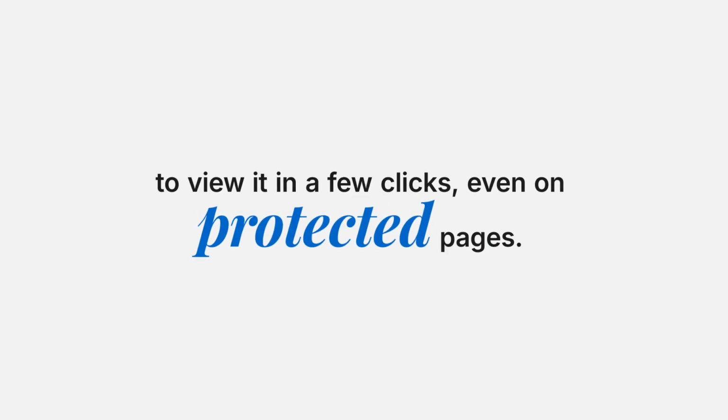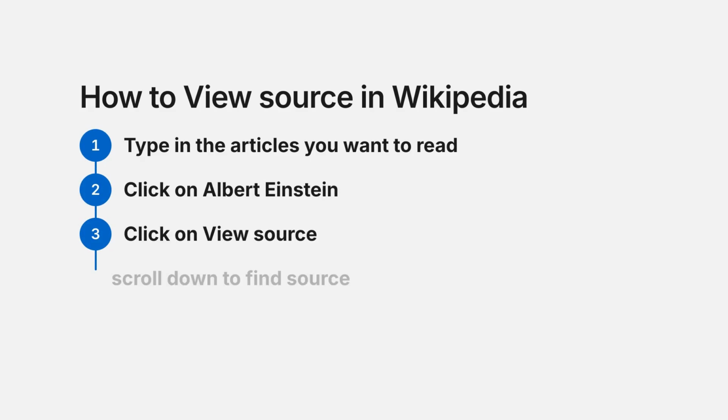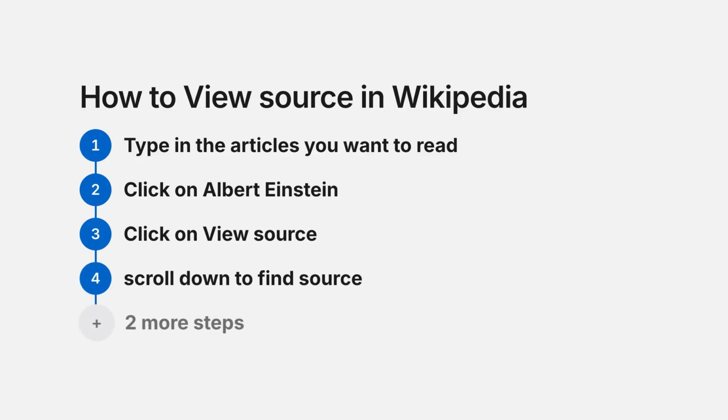Ever wanted to see the raw source code behind a Wikipedia article but couldn't find it? Learn to view it in a few clicks, even on protected pages. First, you'll navigate to the article, then click the View Source tab. Scroll through the code and learn why you can't edit protected pages.